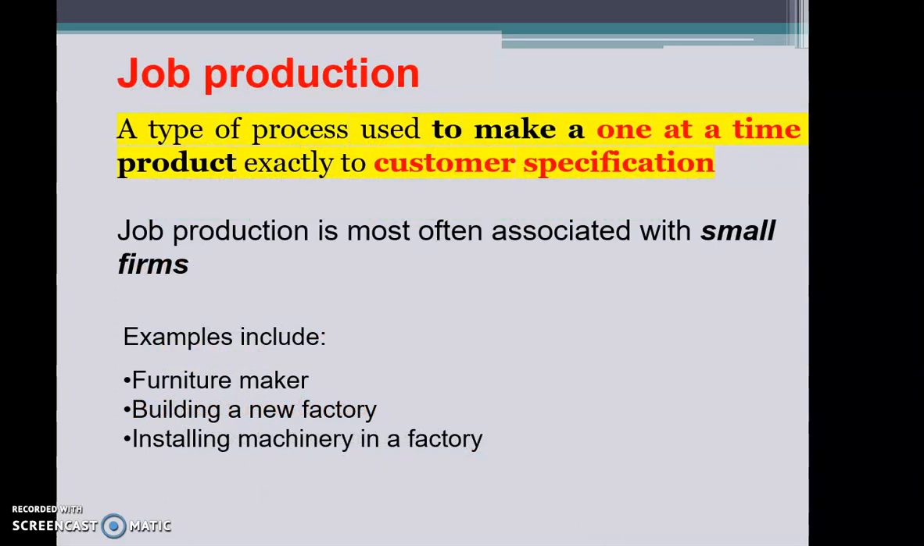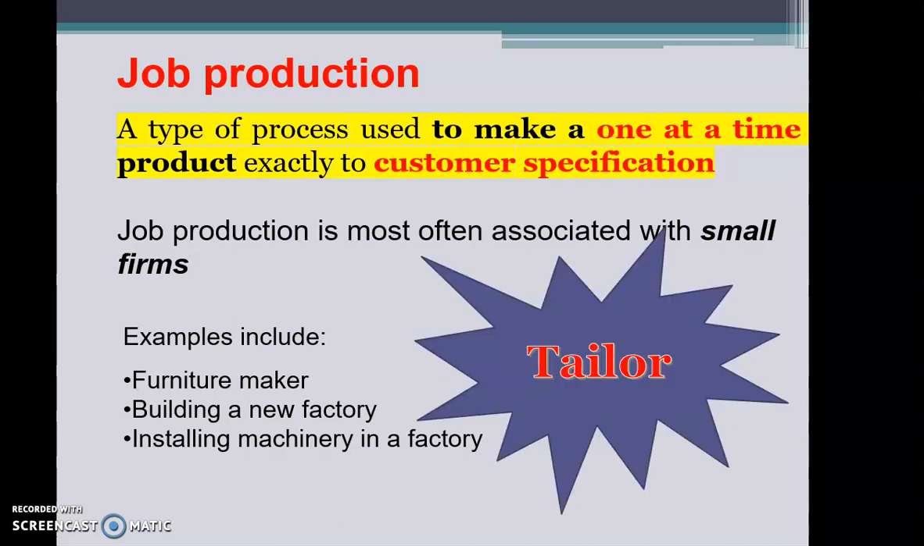Let's look at job production. Job production is most often associated with a small firm, a small factory. For example, a furniture maker. In this case it is the specialized or old school furniture maker, not the one like IKEA. IKEA is more of a mass production furniture maker. And building a factory is considered a job shop because you make it one at a time, and also installing machinery in the factory.